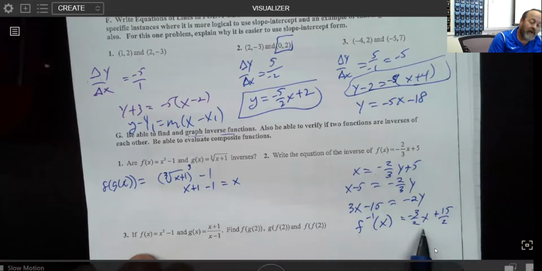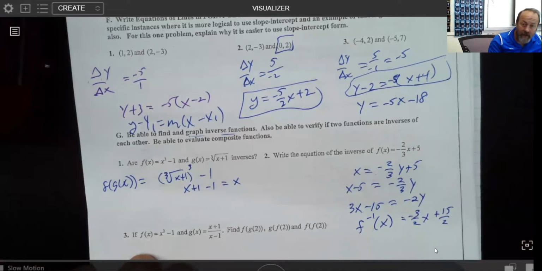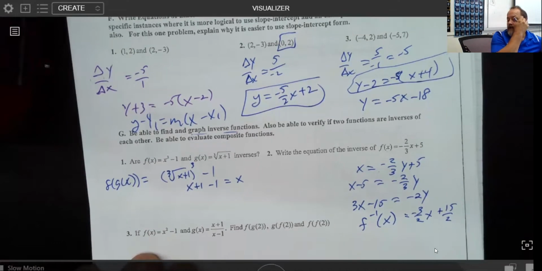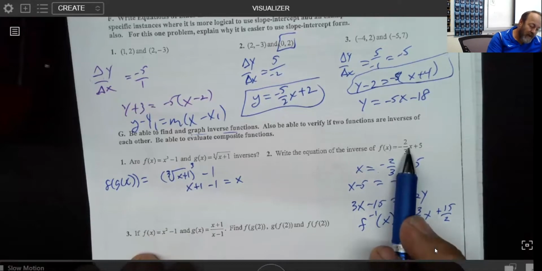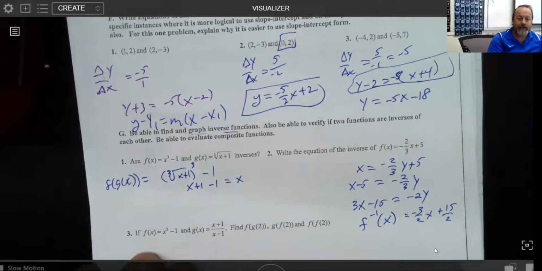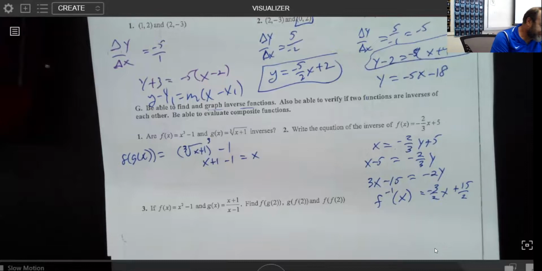If I came down here and I plugged in negative 1, I'd get positive 3 halves plus 15 halves, which is 18 halves, and I got the 9 right back. So that's a thing that you can do to quickly check a little bit: plug a number into the original, and then take that new number and see if you get your original back. Now, the last one is down here where we're just looking.